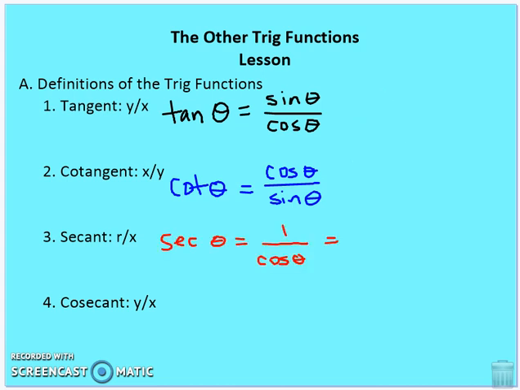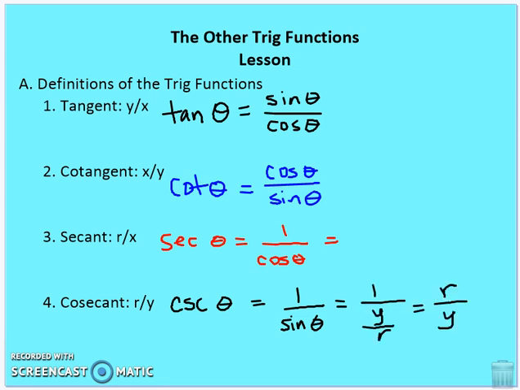Secant is going to be 1 over cosine theta, which is the same as 1 over x over r. That is just the reciprocal of x over r, which is r over x, or the hypotenuse over the adjacent side. And then cosecant theta is equal to 1 over sine theta, which is 1 over y over r, the reciprocal of y over r, which is the hypotenuse over the opposite side.